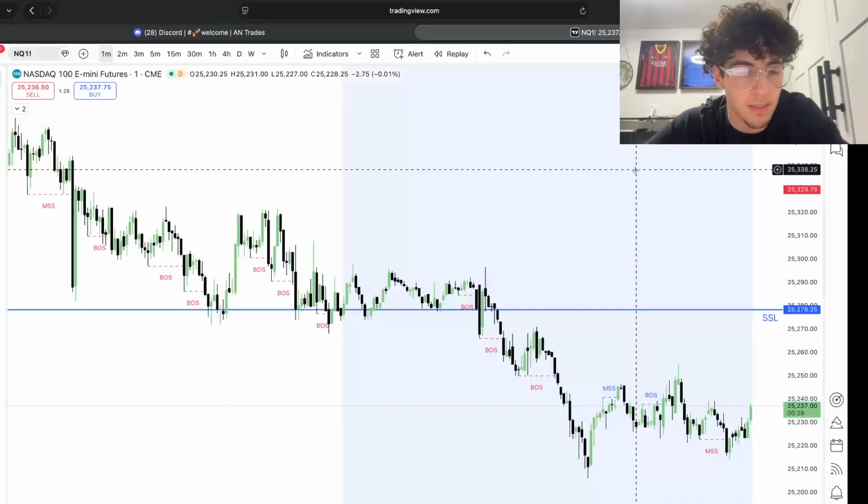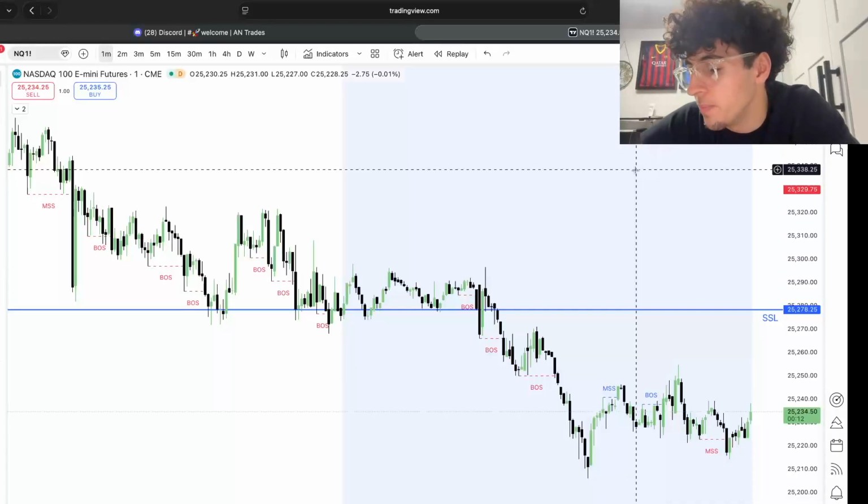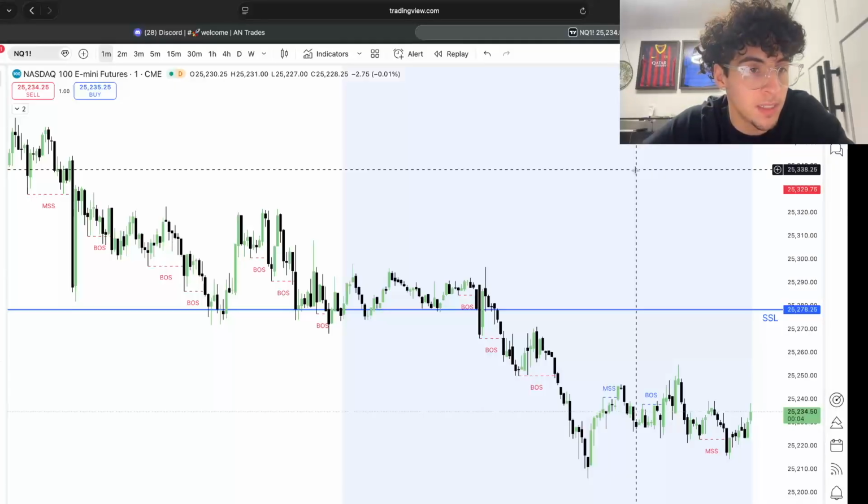Again, liquidity is a pool of price. Yeah, I'm reading my notes, but that's essentially what it is. The banks want to screw people over. They want them to lose money so they can make their money and enter their trades. So that's pretty much what liquidity is. If you understand that, you're already ahead of most people.